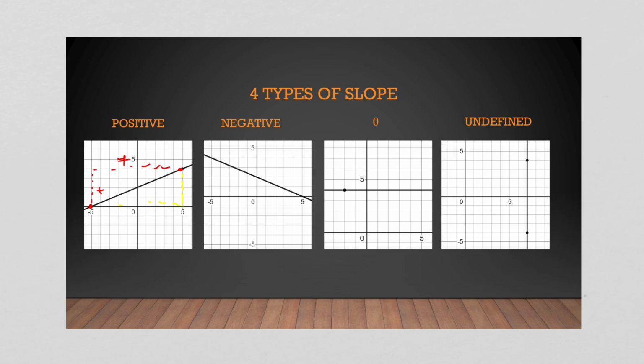So if you're traveling from down to up, from left to right, so if you're going in this general direction, you're a positive slope. If you're traveling in this general direction, you are a negative slope from left to right. If you're a horizontal line, you've got a 0 slope, and if you're a vertical line, you have an undefined slope. Those are the 4 different types of slopes you can have of a straight line.